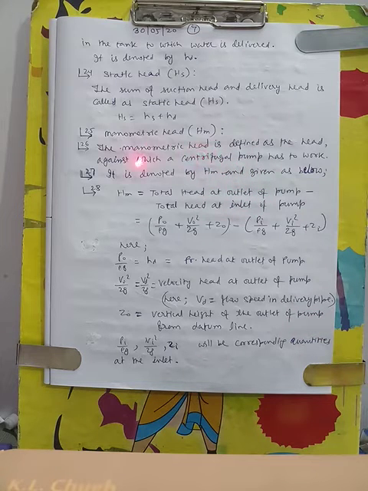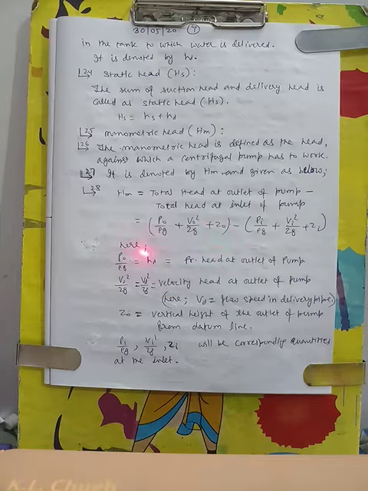So we can calculate the manometric head in 2-3 ways, and this is the first way. The manometric head will be equal to total head at the outlet of the pump minus total head at the inlet of the pump. This difference gives us the work done, the head imparted by the pump to the water, and this is the manometric head. So head at inlet of the pump and head at outlet of the pump, this is the difference.